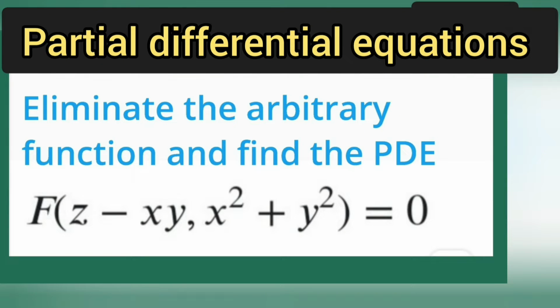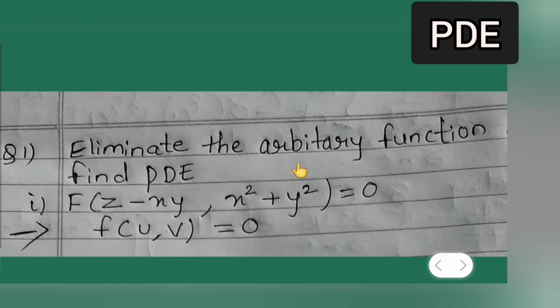So in today's lecture of PDE, here we will be eliminating the arbitrary function and finding the PDE. Okay, so let me start with this. First you will have to eliminate the arbitrary function and find the PDE, that is the partial differential equation. The first one which I will be solving in today's lecture is f of (z minus xy, x square plus y square) is equal to 0.